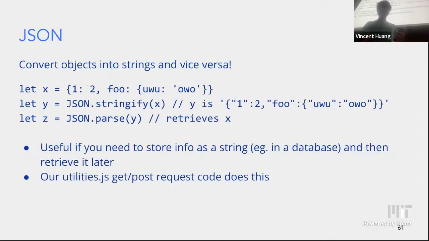Finally, we have some JSON stuff. Basically, this allows you to take an object in JavaScript and turn it into a string. I can call JSON.stringify on an object and it will turn it into a string. And if I want to retrieve the original object, I can call JSON.parse and that will return the original object. This is useful, for example, in our utilities.js code from workshop 3, which will start soon: the get and post requests do this to turn the parameters into a string. Also, if you want to store an object in a database, sometimes it's easier to just store it as a string and then retrieve it whenever you need to.